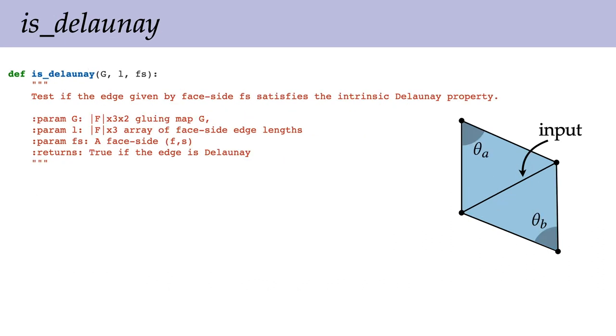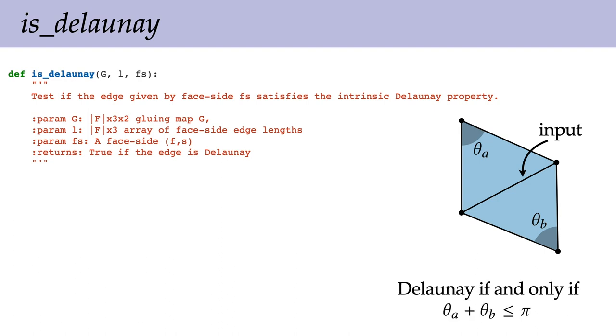Another important geometric subroutine, because we want to work with Delaunay triangulations, is this isDelaunay subroutine, which takes as input the gluing map and the lengths array, as well as some face side of interest, which is really just our way of encoding an edge by giving one of the two face sides on that edge, and tells you whether or not that edge satisfies the intrinsic Delaunay property.